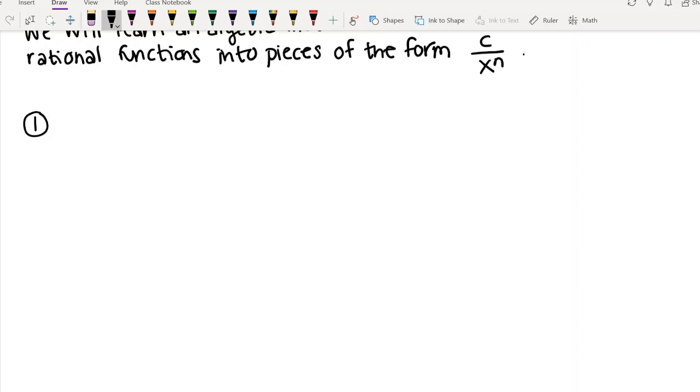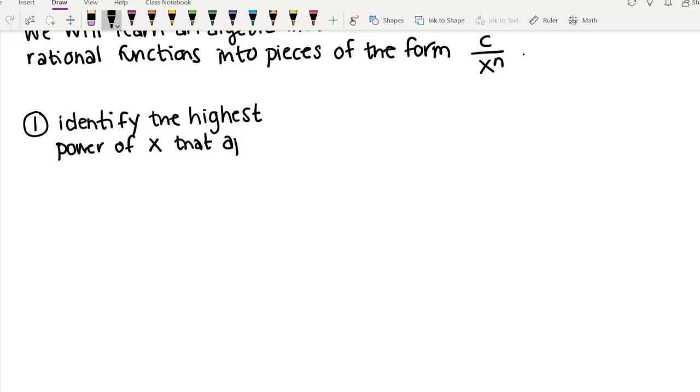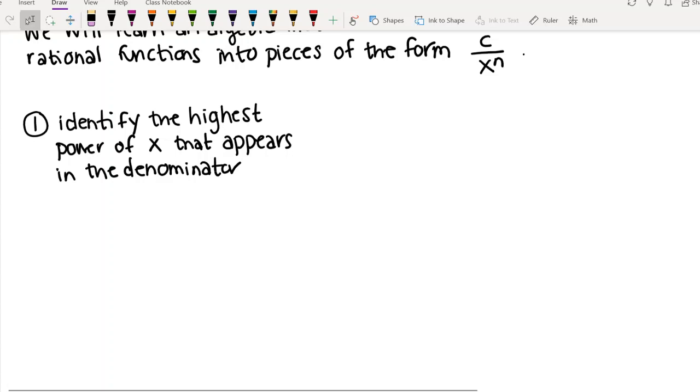The first step that we're going to do is identify the highest power of x that appears, specifically not in the entire function, but specifically in the denominator. Sometimes the highest power will be in the denominator anyway, but if it's not, you need to only look at the highest one in the denominator. And we'll see an exception like that in a little bit.